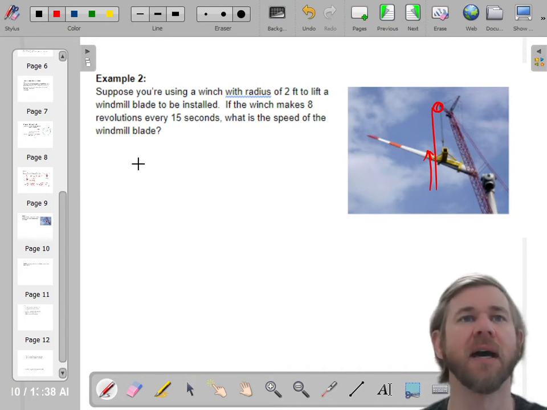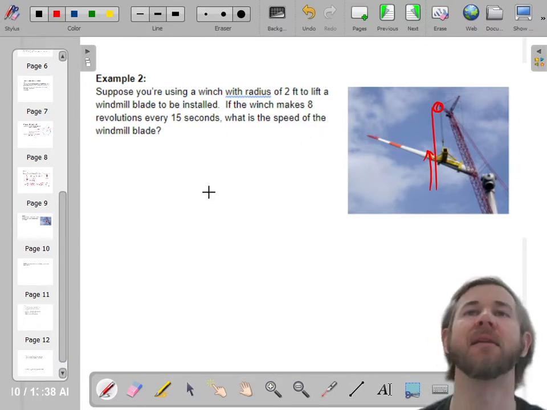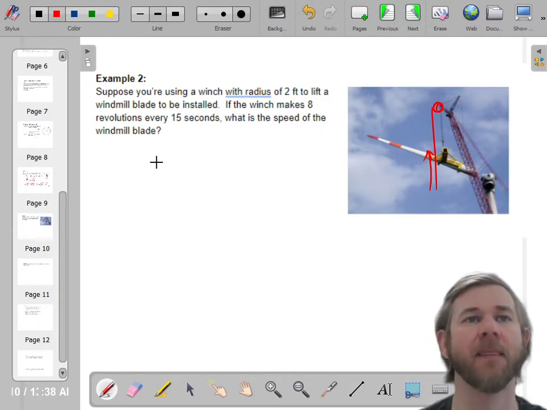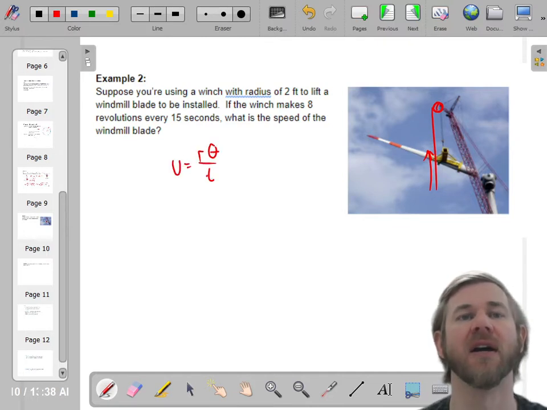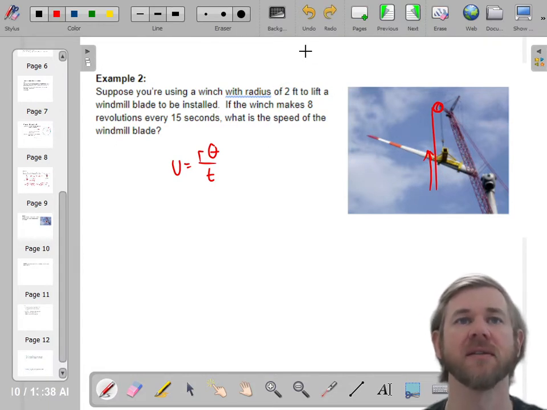So we're going to first find our linear speed because it's saying what's the speed of the windmill blade? How fast is it getting pulled up towards the top of the crane? So for linear speed, we use r theta over time. So let's first figure out, do we know the radius? The radius is 2 feet. Nice, okay. So that would be 2 times.